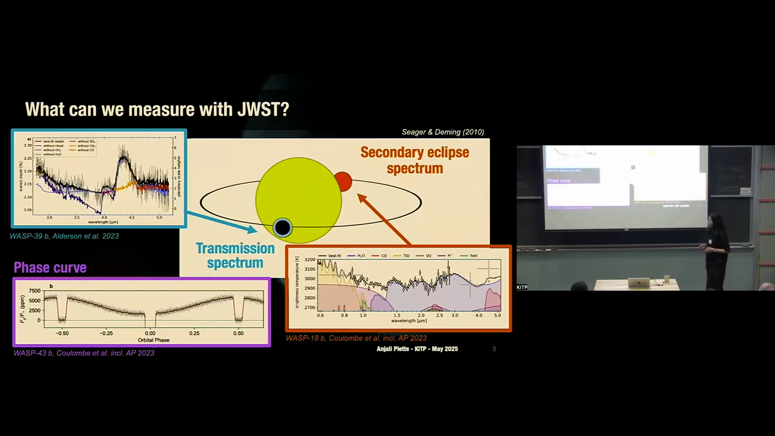So the keen-eyed of you may have noticed that these are all giant planets. And they're actually all from the JWST Transiting Planet Early Release Science Program. These were chosen to be very nice, pretty targets that will give us a nice signal. But what about small planets?